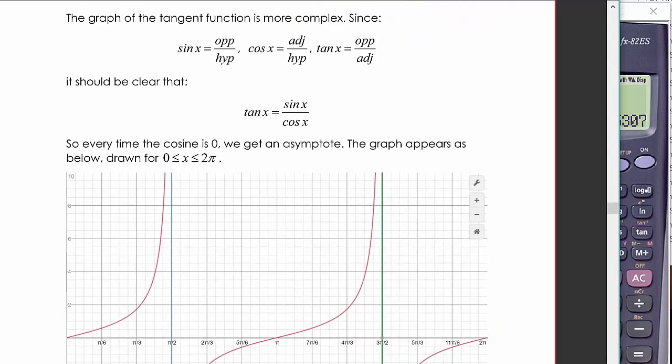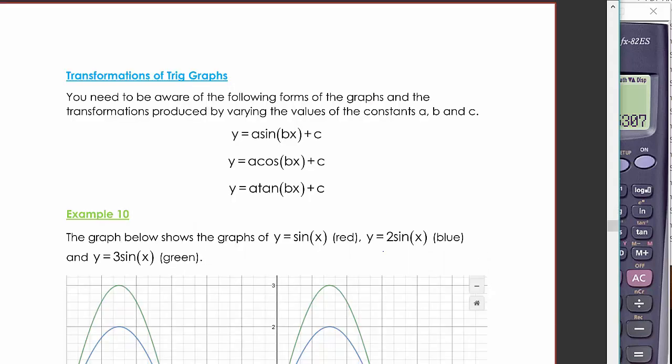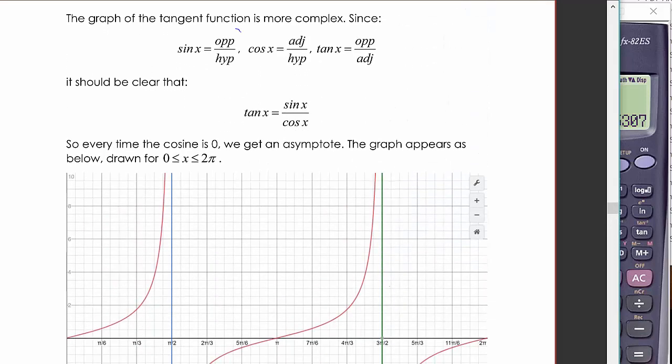So we're going to continue on. And the graph of the tangent function is much more complex. Okay, so I actually want to look at that graph. We know the definitions of the sine, cos, and tan. It should be fairly obvious from there, but I'll just work through it.